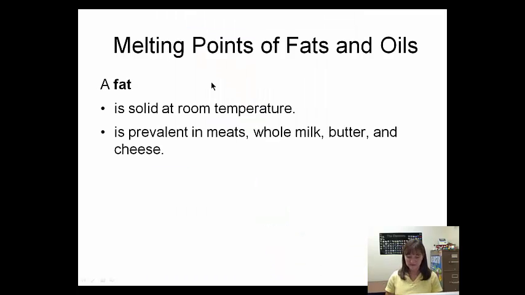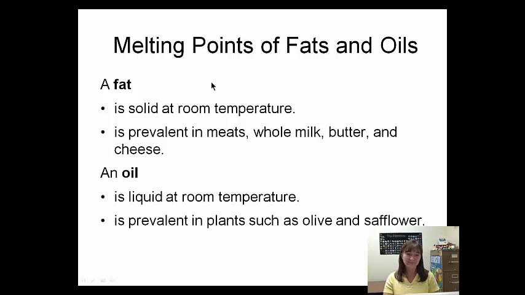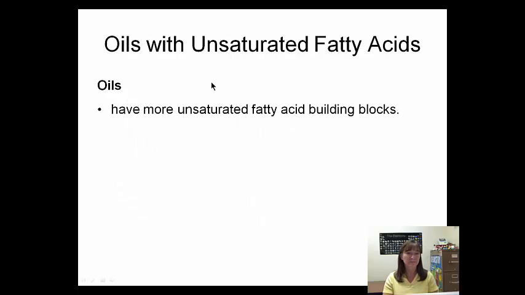So the melting points of fats versus oils. A fat is a solid at room temperature, and it's prevalent in meats, whole milk, butter, and cheese, and things like that. Oils, on the other hand, are liquid at room temperature, so we kind of know this just from our life experience. They're prevalent in things such as plants, like the olive plant and safflower seeds.